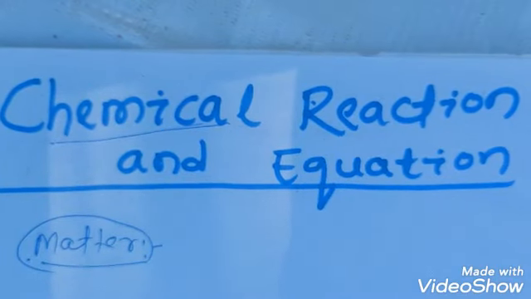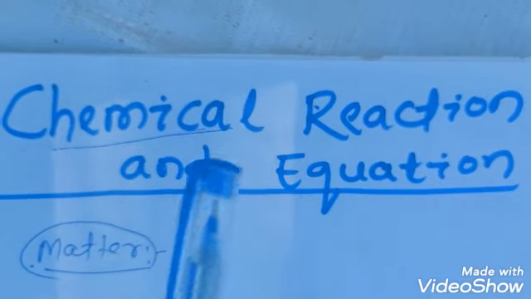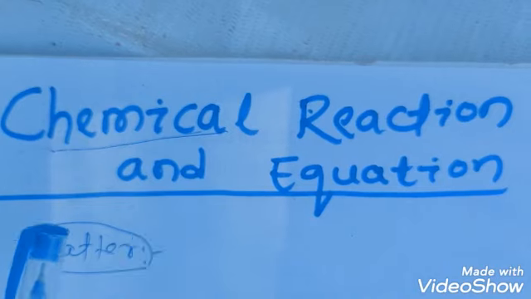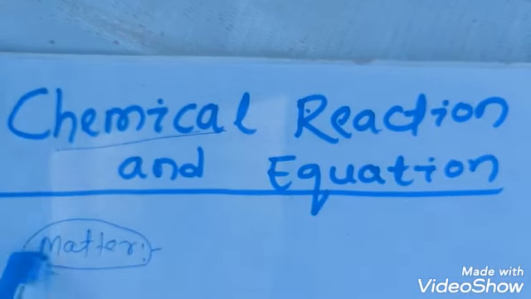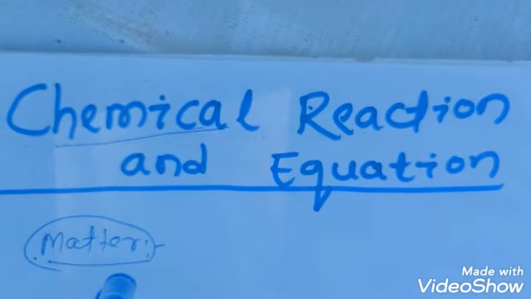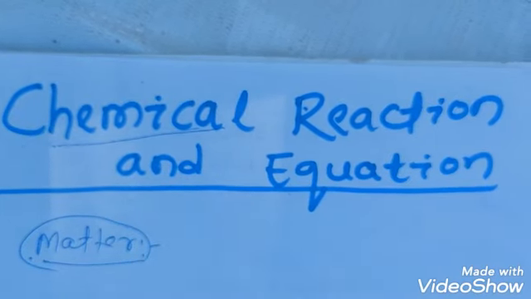Let's start the first chapter of class 10th, chemical reactions and equations. What is a chemical reaction and what is an equation? First we have to know what a chemical is. The word chemical is derived from the word matter. First we know what matter is. Matter is defined as anything having space and occupying mass.